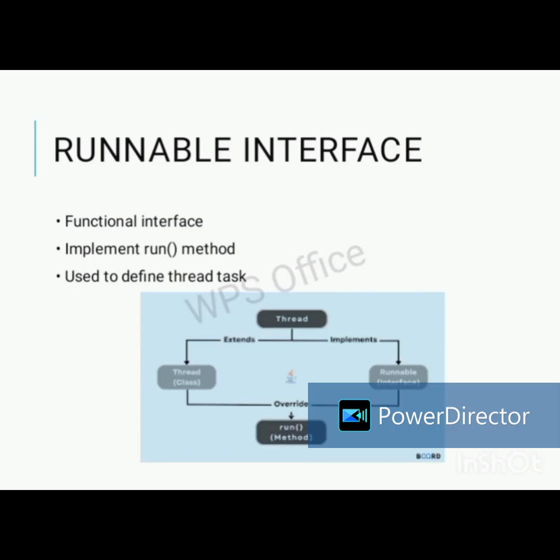Runnable interface. The Runnable interface is a functional interface provided by Java for implementing multi-threaded behavior in a more flexible way than extending the Thread class. Located in the java.lang package, it contains a single abstract method, the run method. When a class implements the Runnable interface, it must override the run method to define the task that the thread will execute.